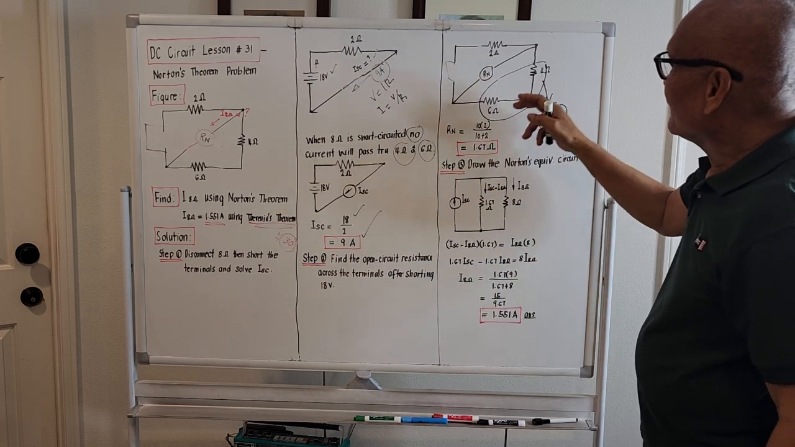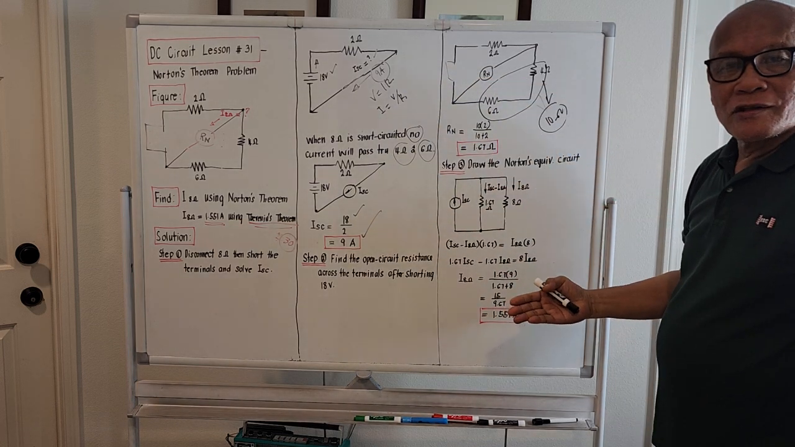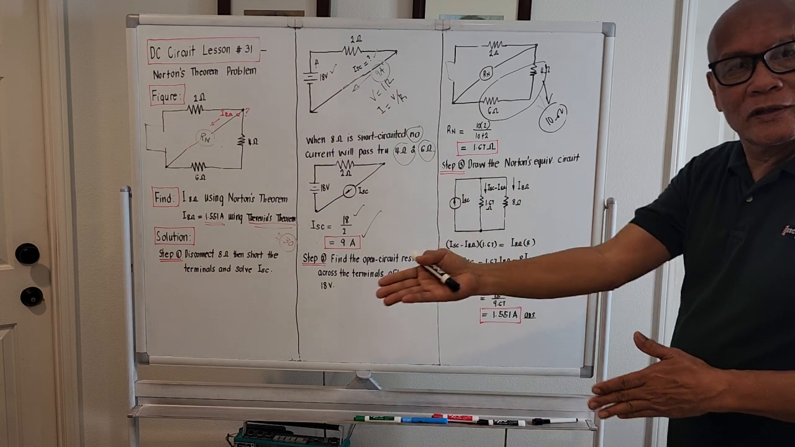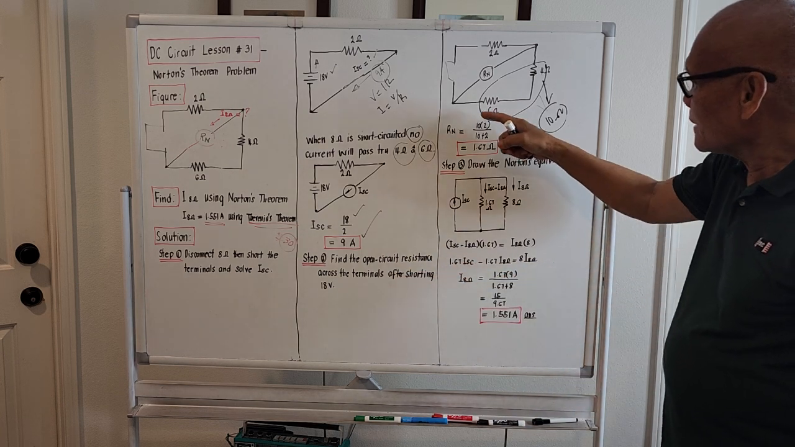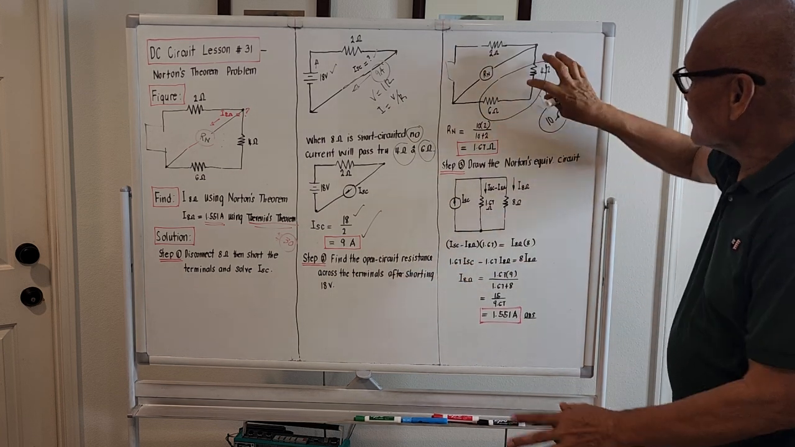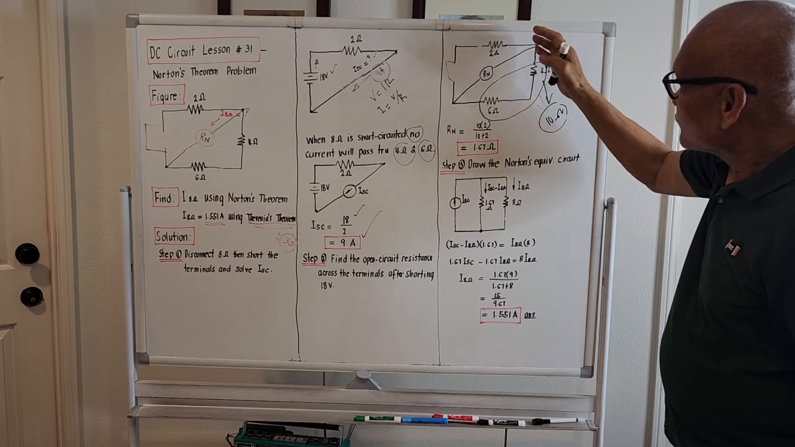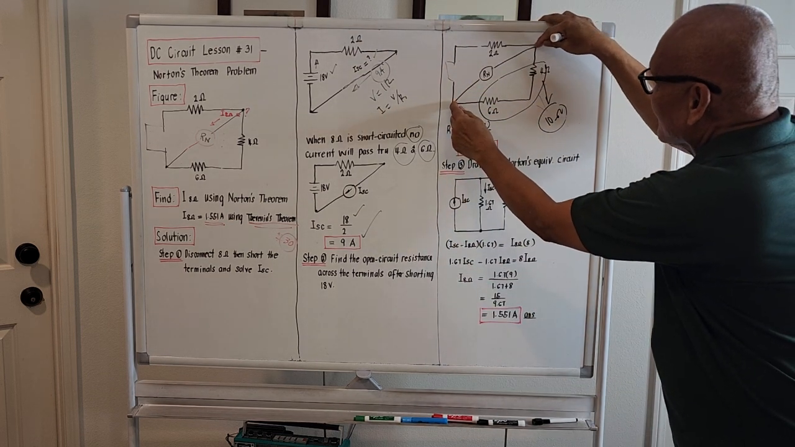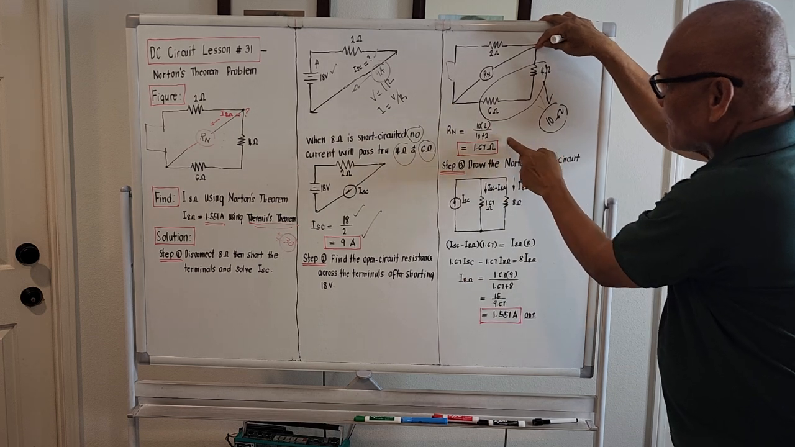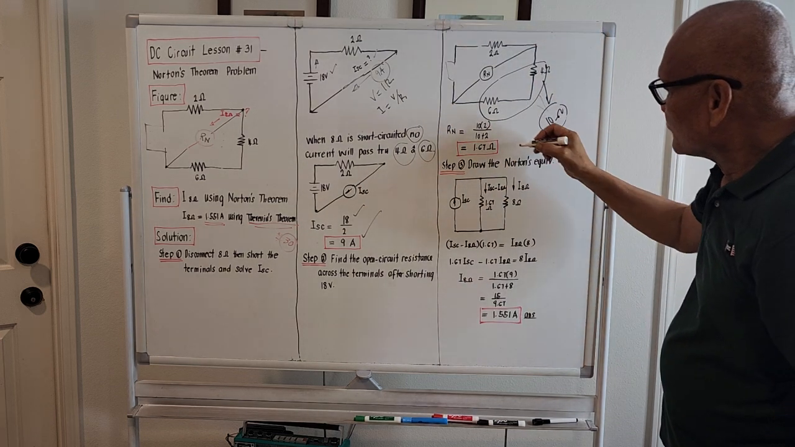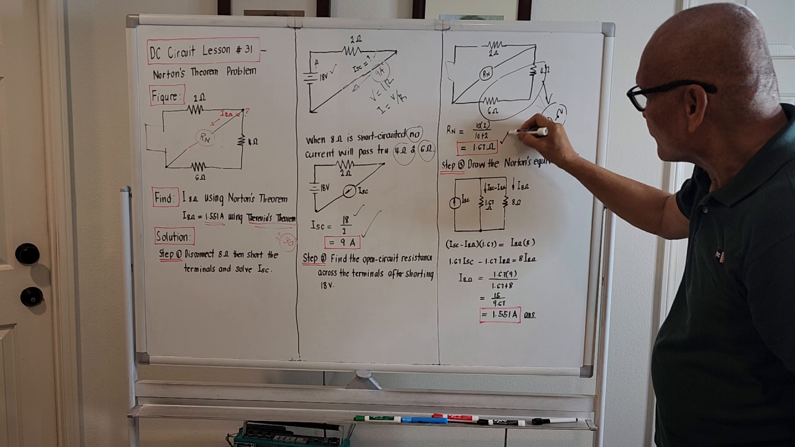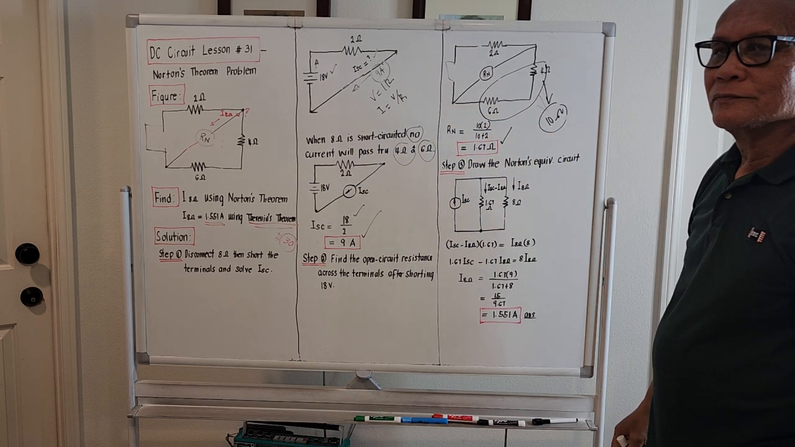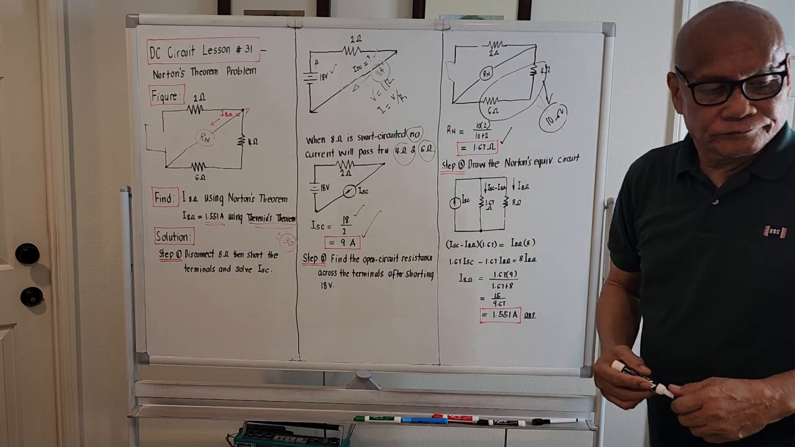R_N now will be two resistances in parallel. It will be just simply the product all over the sum. So this will be 10 times 2 all over 10 plus 2. This is 10 and this 2. So if we take the single equivalent with respect to this terminal here, it will be the product all over the sum. And what will come out for the open circuit resistance will be 1.67 ohms. That's step number 2.